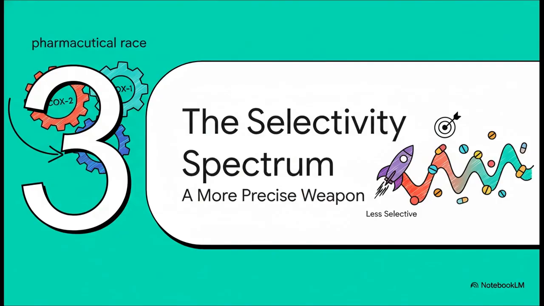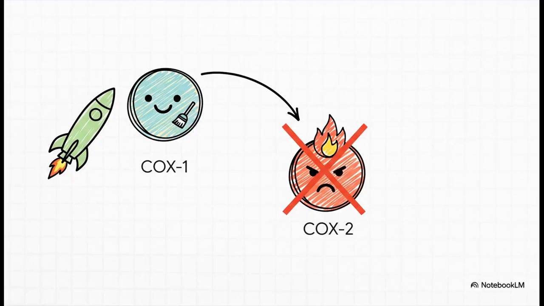And this led to a whole spectrum of NSAIDs, all based on how selective they are. The mission, the therapeutic goal, became crystal clear. Design a drug that only blocks COX-2. In theory, that would give you all the awesome anti-inflammatory benefits without any of those nasty GI or bleeding side effects you get from blocking COX-1.